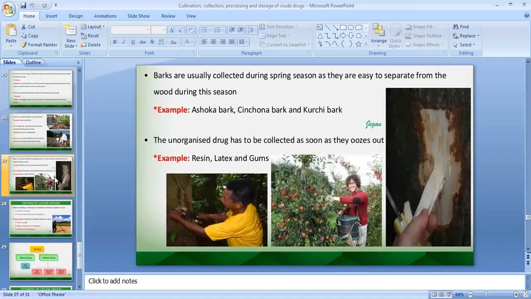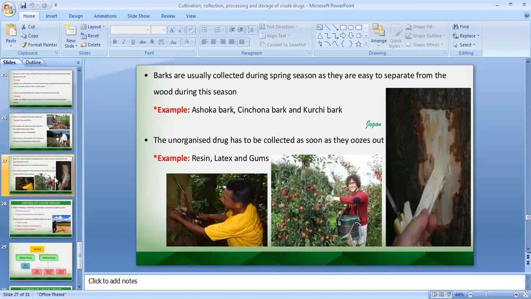And we will see some other examples of herbs. Barks are usually collected during the spring season as they are easy to separate from the wood during this season. For example, Asoka bark, Cinchona bark, Kulchi bark. The picture is showing the bark being collected from the tree.